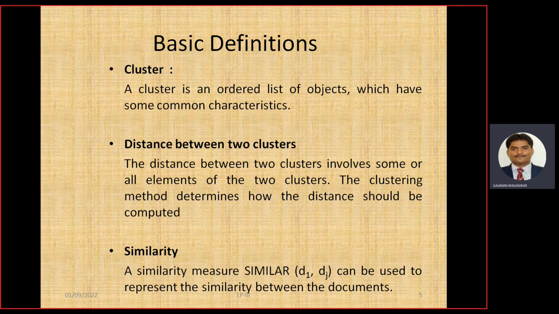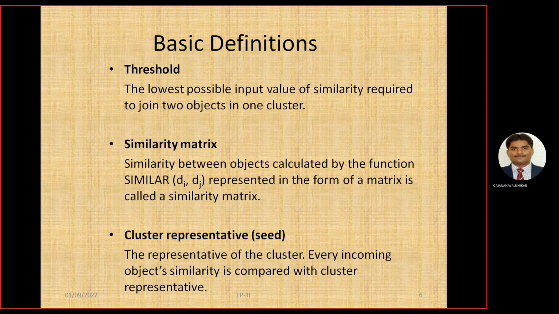What is the distance between two clusters? The distance between two clusters involves some or all elements of the two clusters. The clustering method determines how the distance should be computed. Next, similarity. What is similarity? A similarity measure, say similar of Di, Dj, can be used to represent the similarity between documents. That means how similar document Di is to document Dj is represented using the similarity.